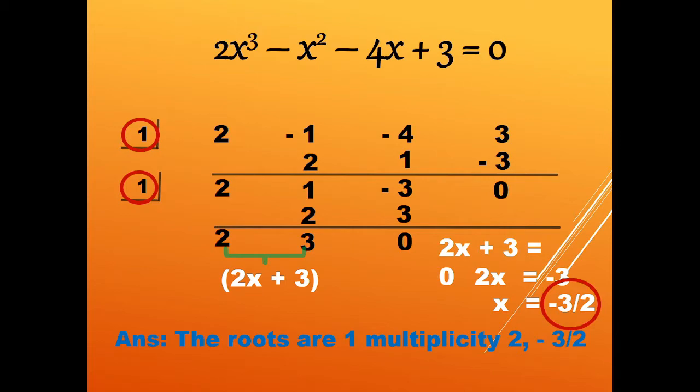2x cubed minus x squared minus 4x plus 3. These are 1 multiplicity 2, kasi dalawa siya. Diba? Dalawang 1. And then, negative 3 over 2. Okay. Ayan. Diba? Dali lang. Gusto nyo pa?